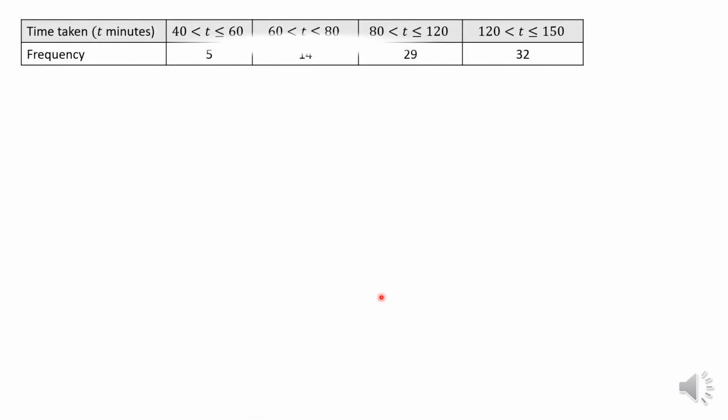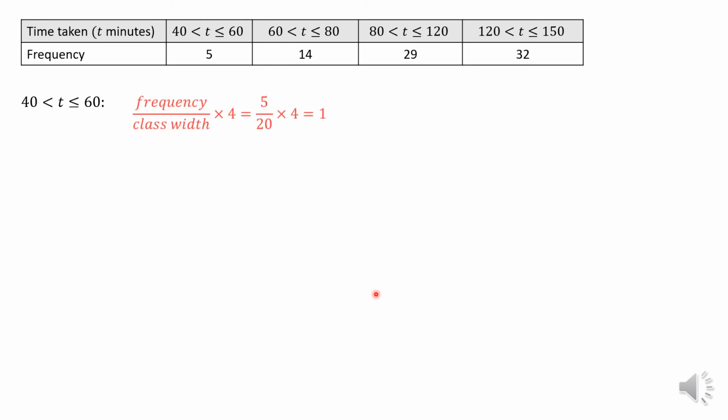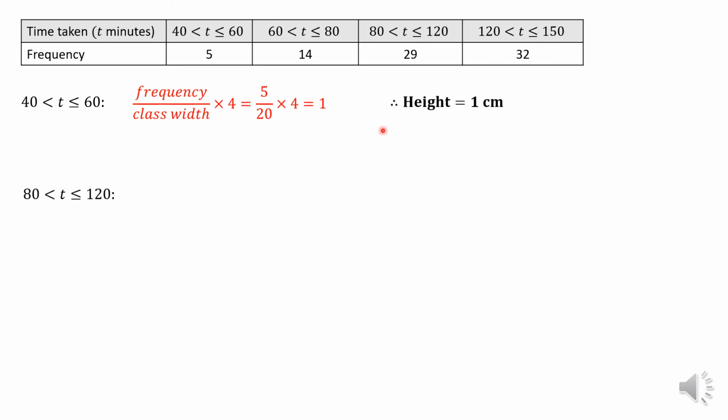Okay, so let's bring the table back, and let's also bring the class back that we have. So if you take between 40 and 60, the frequency density here is 5 divided by 20, 20 being the class interval, times the 4, which is the constant we're looking for, so 1 centimeter. That will be the height of that.